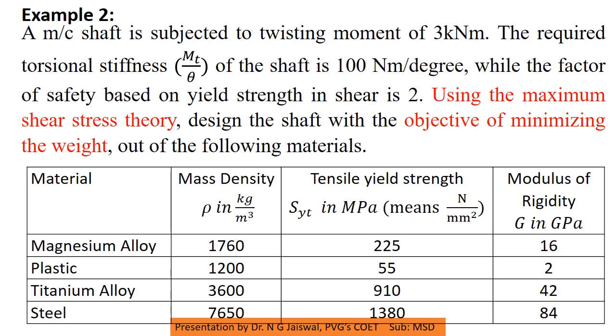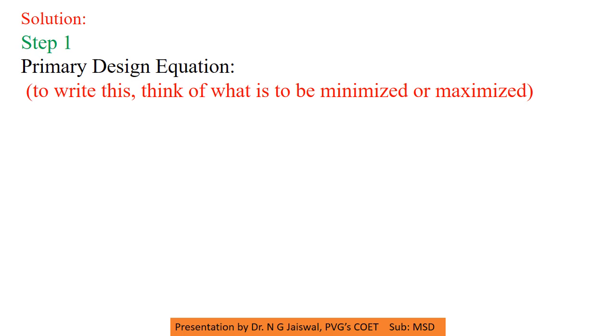To start the solution, we know that the solution begins with the primary design equation. I explained earlier, when you are writing the primary design equation, think of what is to be minimized or what is to be maximized. So that hint is again given here. Here, in this numerical, weight is to be minimized.